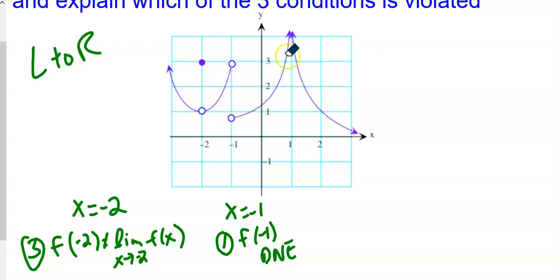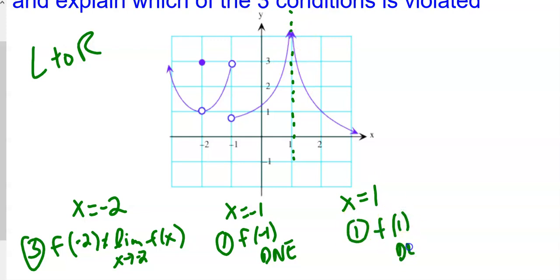Let's move on to the next one. If you can see from both directions here, that should be an asymptote right there. So x equals 1 is our next area of discontinuity. Again, I'm just going to go in order here. Function value, there is no function value there. It never actually hits. So f of 1 does not exist either.